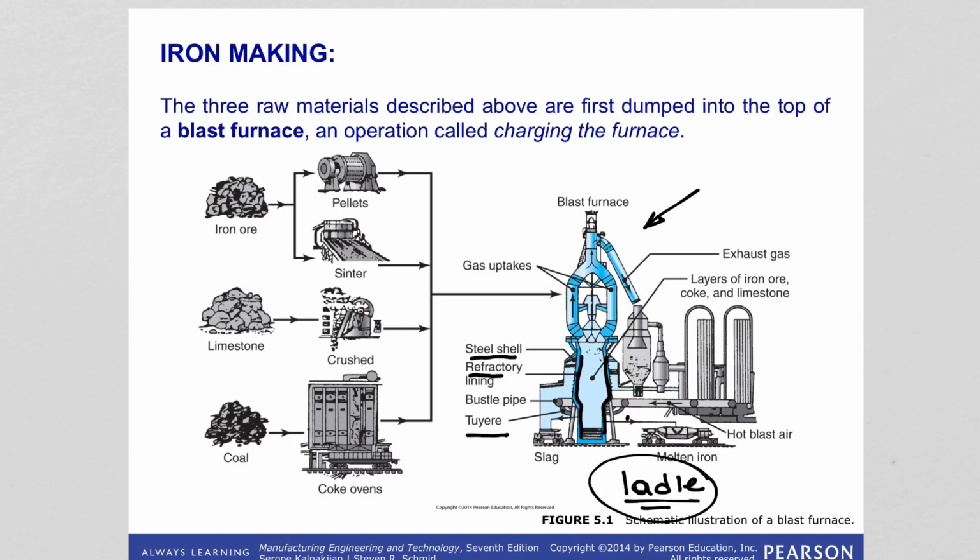And the typical composition is 4% carbon, 1.5% silicon, 1% manganese, 0.04% sulfur, and 0.4% phosphorus. So the rest is, of course, iron.